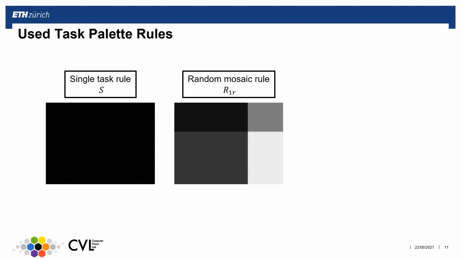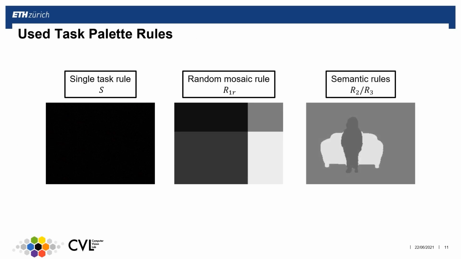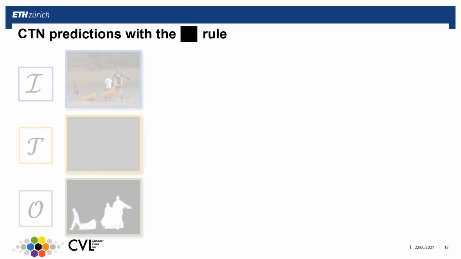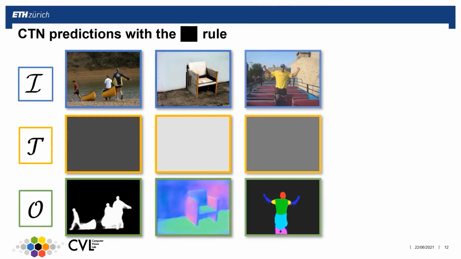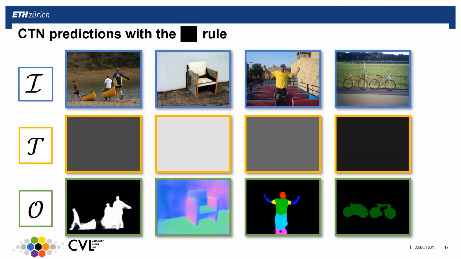For experiments, we use a single task rule which symbolizes solving specific tasks in computer vision. We use random mosaics with randomly sampled centers and tasks to see how the model reacts to task regions without any specific meaning. Also, we use two semantic rules where the semantic class of a pixel dictates which task will be requested. Here we see that our model is able to predict the standard single task request just like a regular network.